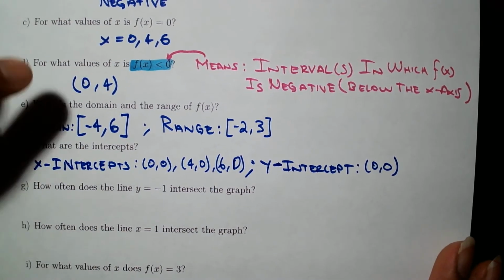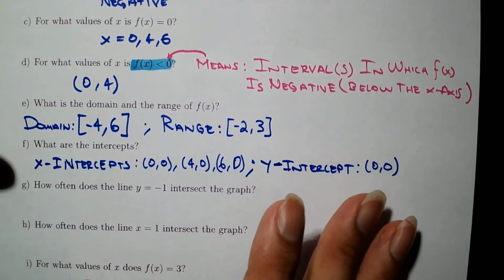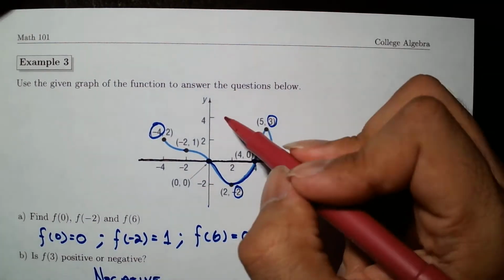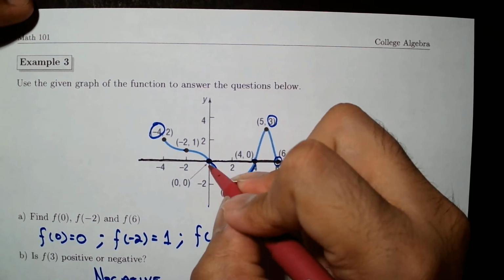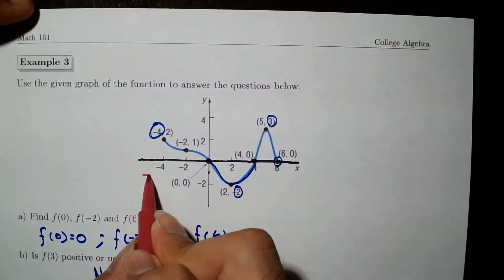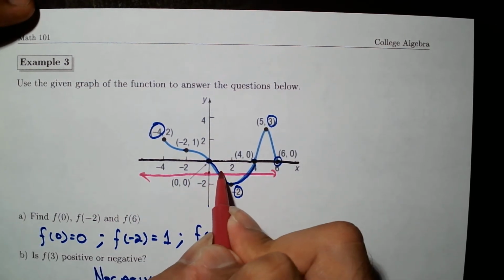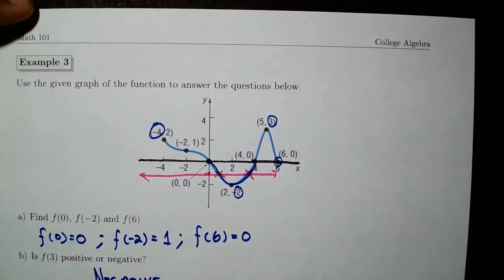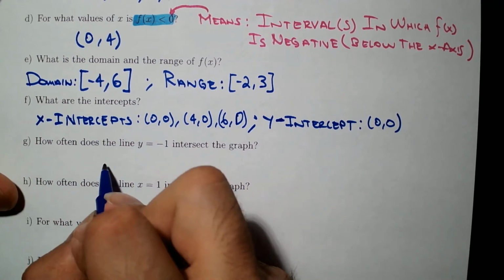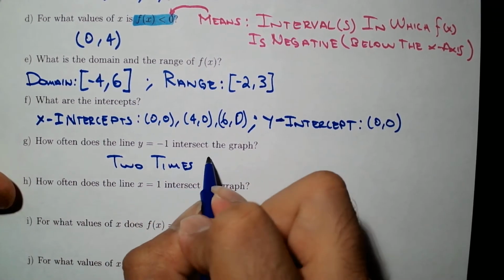The question is, how often does the line y equal to -1 intersect the graph? Okay, horizontal line y equals -1. Notice this axis is divided into multiples of 2, so most likely -1 is over here. So I'm going to draw a horizontal line at -1, and we can notice that this crosses twice. So the answer to this is 2 times or twice.